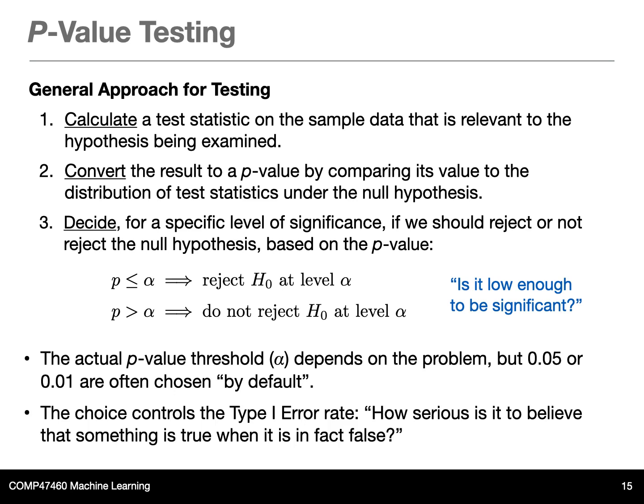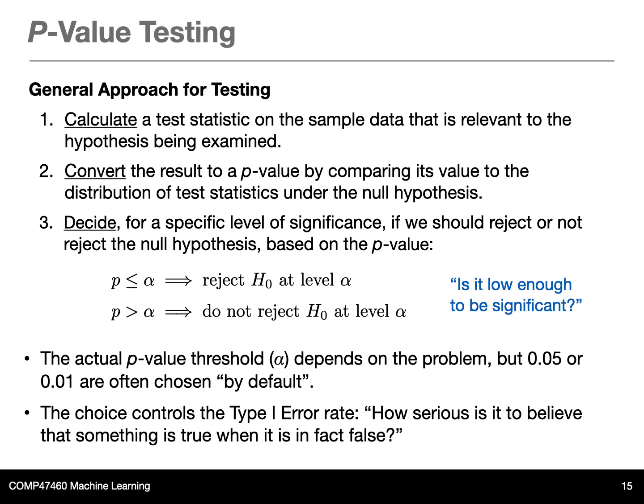The general approach for testing how good our model is can be summarized with this p-value testing approach. We start by computing a test statistic on the sample data that tells us something about the hypothesis under consideration. We then take this statistic that we've computed and convert it to a p-value by comparing its value to the distribution of the test statistic under the null hypothesis.